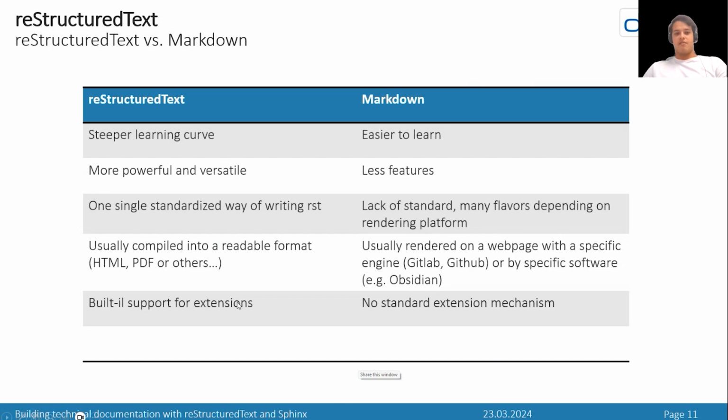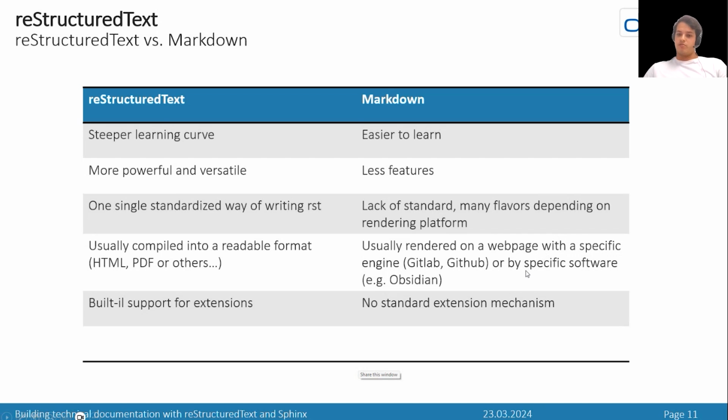So we can extend the reStructuredText language with new features when needed. Markdown, unlike reStructuredText, is much easier to learn, but the drawback is that we have much less features. And also there is a big lack of standards with Markdown because we have many flavors depending on the platform. We can have GitLab Markdown, GitHub Markdown. Confluence also has its own Markdown flavor, I think, if I'm not wrong. And those are usually rendered on the web page of the given platform.